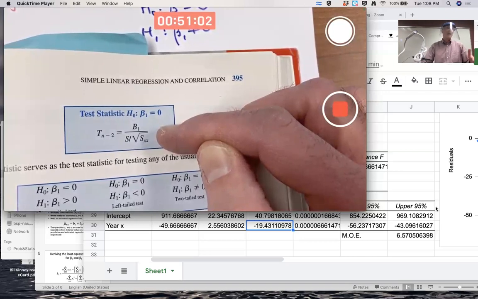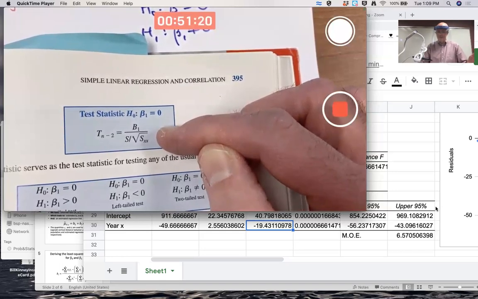Remember, for testing mu, when we knew sigma, we divided by sigma over square root of n. When we didn't know sigma, the population variance or standard deviation, we used s over square root of n.